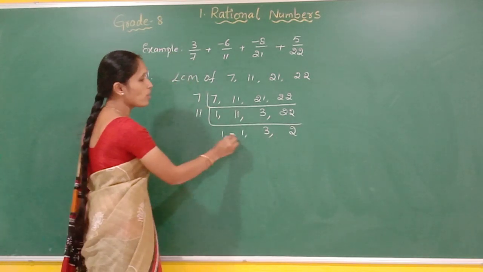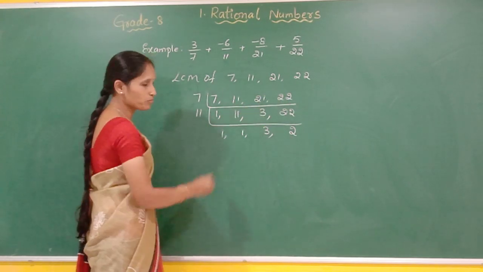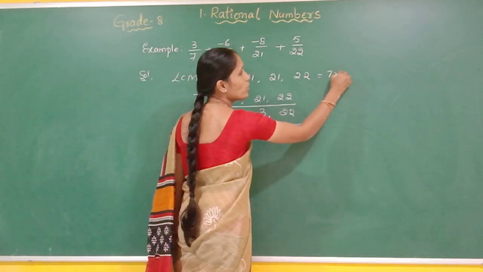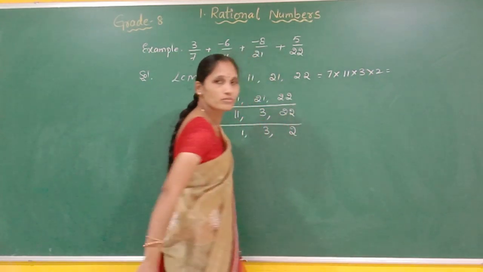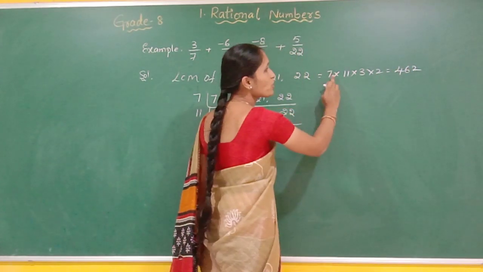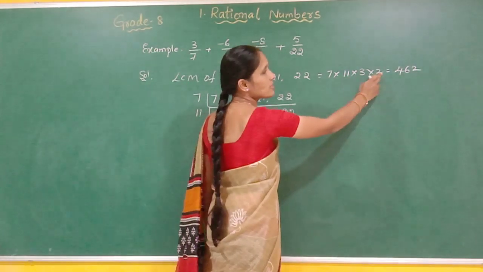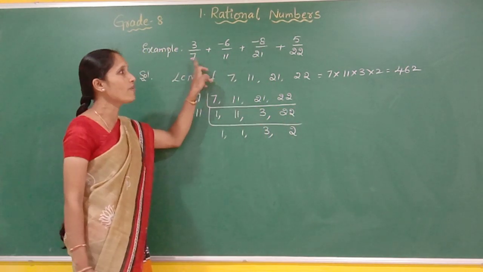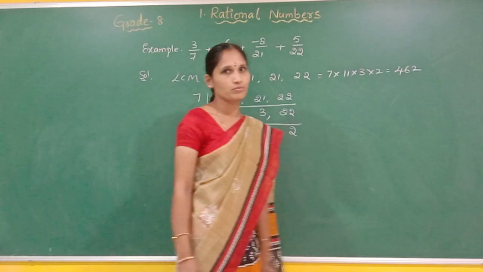Okay. Multiply all these numbers to get the LCM of these four numbers 7, 11, 21 and 22. 7 into 11 into 3 into 2. What is the product of these four numbers? That is 462. 7 into 11 is 77, into 6. That is equal to 462. Now the LCM of denominators 7, 11, 21 and 22 is 462.